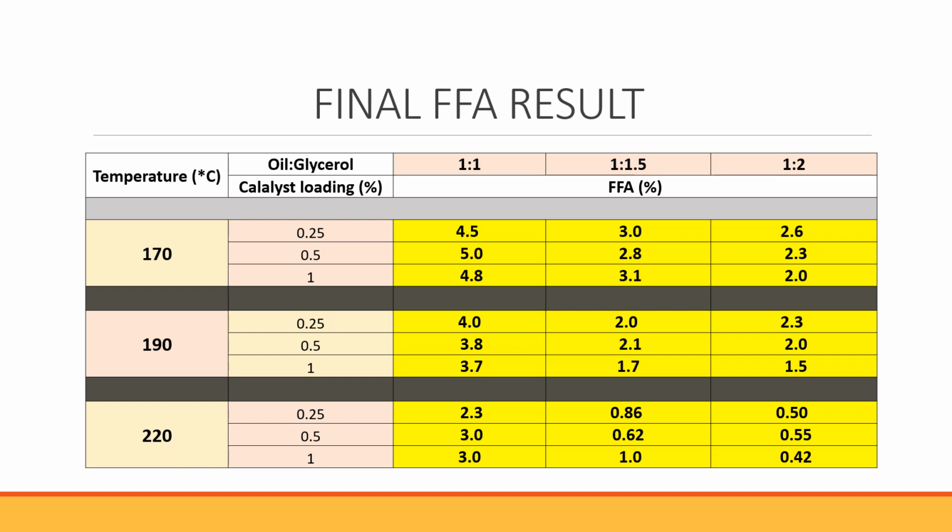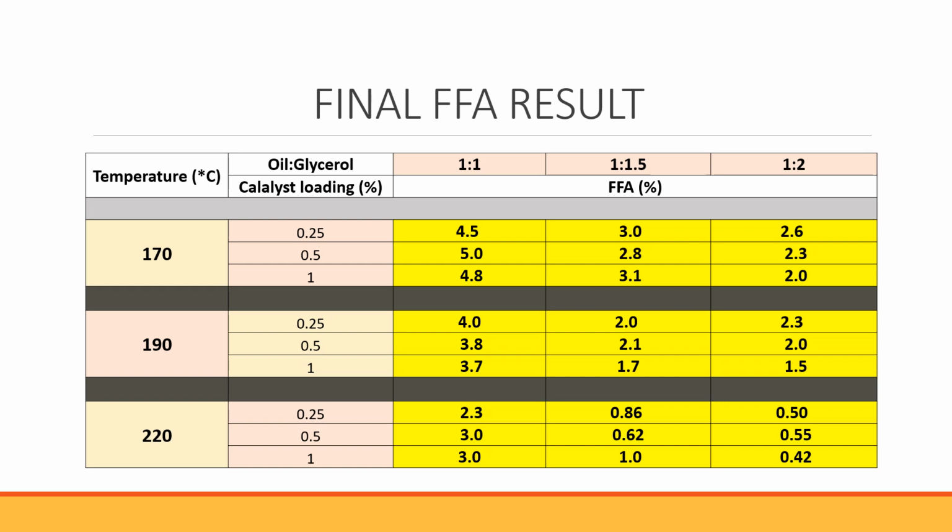So for the second objective, we finally got the final FFA result. We can see here, temperature wise, if it is 170, it can achieve what we want, the desired FFA, which is below 3%. But if we compare with other temperatures, 170 might be the lowest, which means that high temperature affects the result vigorously. This is due to the kinetic energy.